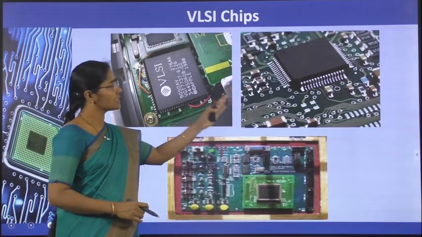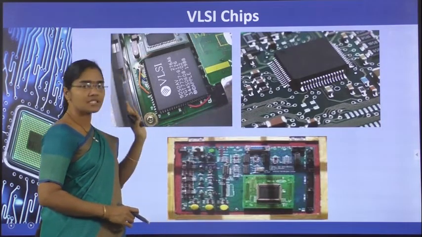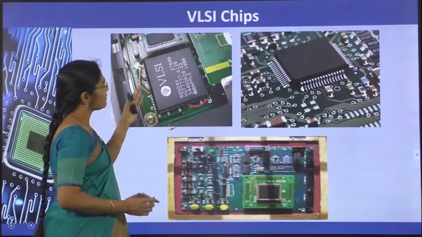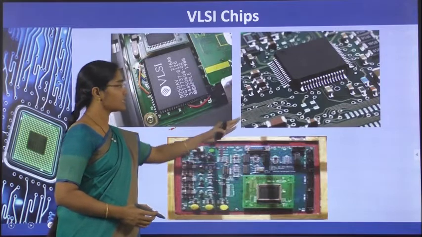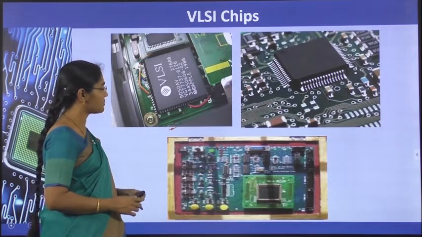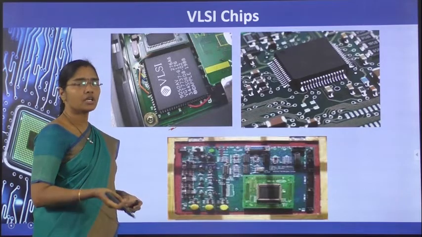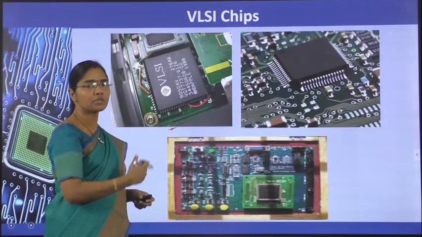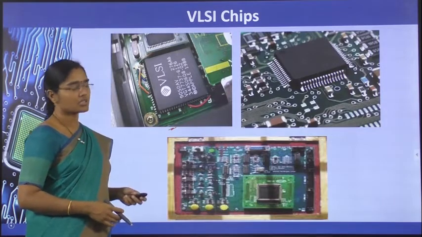These are example chips, the pictures of VLSI chips. This is one IC, another IC and another IC. Like this, we will have the VLSI chips on the PCB boards in our computers and in all the devices or all the applications which we have seen just now.